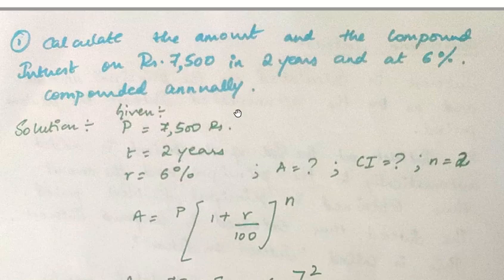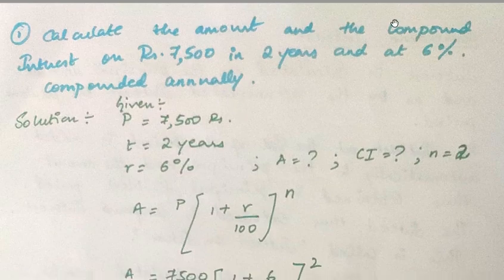Okay, so let us move on to the first question. Calculate the amount and the compound interest on rupees 7,500 in 2 years at 6% compounded annually. So this is on an annual basis. What have they given in the question? Principal 7,500, time is 2 years and the rate of interest is 6%. We are supposed to calculate the amount and compound interest. And n is nothing but your t, which is 2 years.